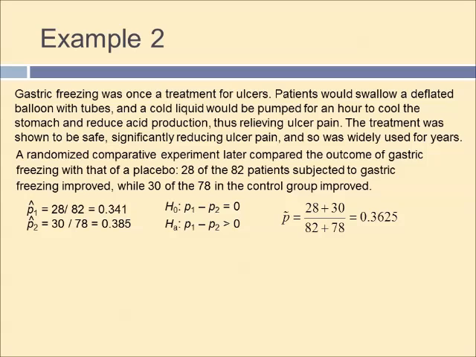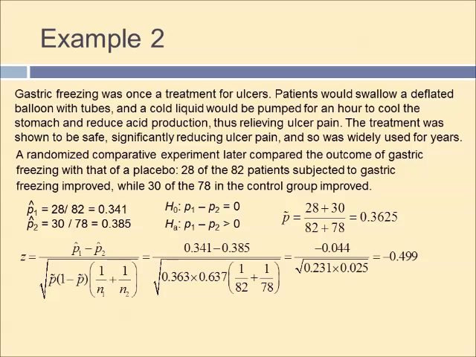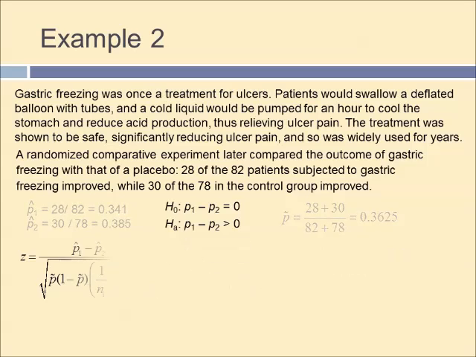The pooled proportion we'll use for the populations combined is the sum of the sample successes divided by the sum of the sample sizes. So in this case, that's 0.3625. And then we have the formula for the z statistic, the difference in the sample proportions divided by the standard error in which we're using the pooled proportion for the population. So the z-score here is minus 0.499.